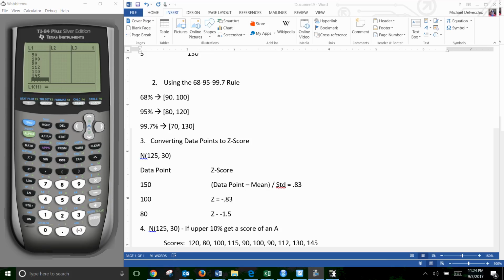Okay, so in this next problem, we're going to have the same information that is normally distributed with a mean of 125 and a standard deviation of 30. If the upper 10% get a score of an A, it's going to want to find you the z-score cutoff. So let's remember that the upper 10% corresponds to the lower 90%. So our calculator is going to give us the lower 90%. So we're going to use the second vars and go down to option number 3, the inverse norm. Okay, and we're going to put in the area as 0.90. Again, we're going to look for the lower cutoff.